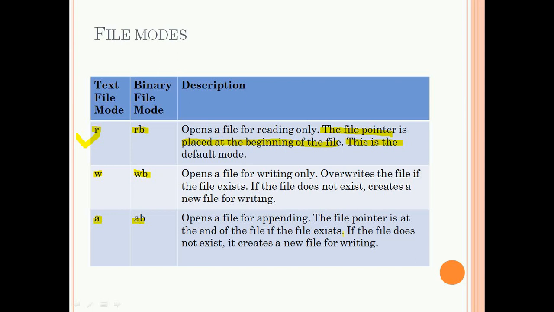So the file pointer should point to the end of the file if the file exists. If the file does not exist, it creates a new file for writing.